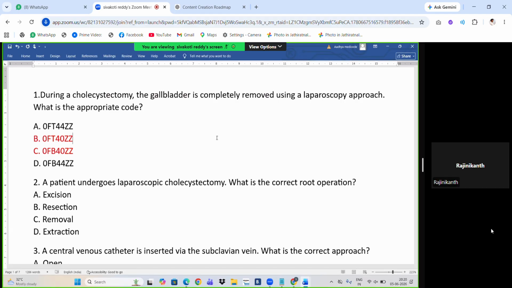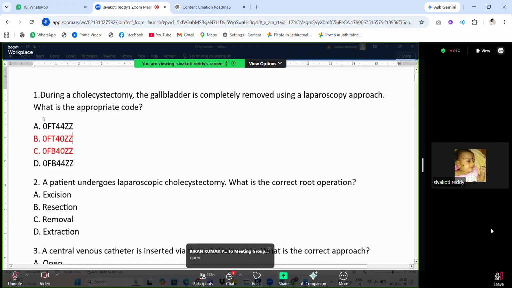This is the question. Wait. Please unmute everyone. So this is the question. Then you will get... please mute everyone, guys. Don't unmute unnecessarily. If you know the answer, just wait.